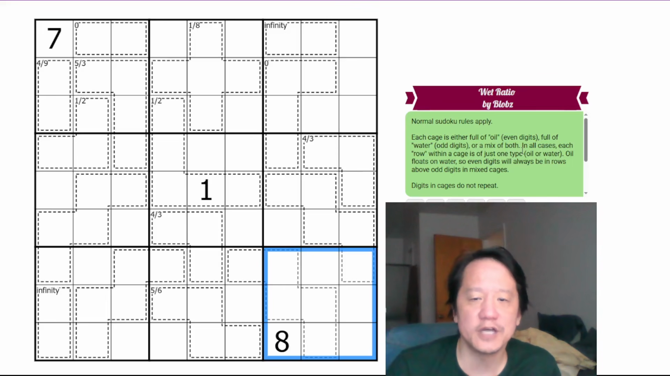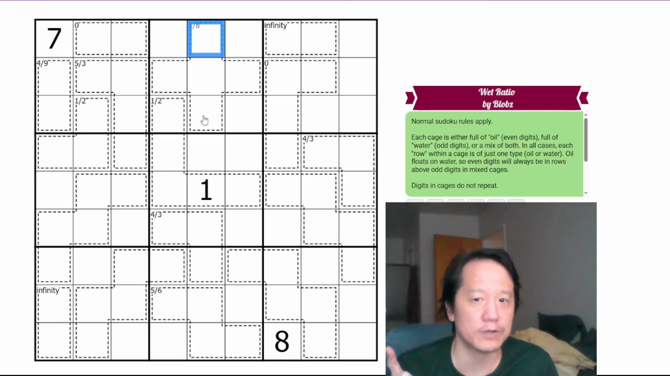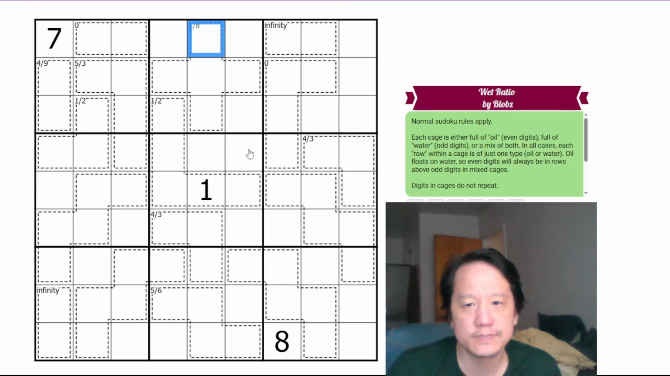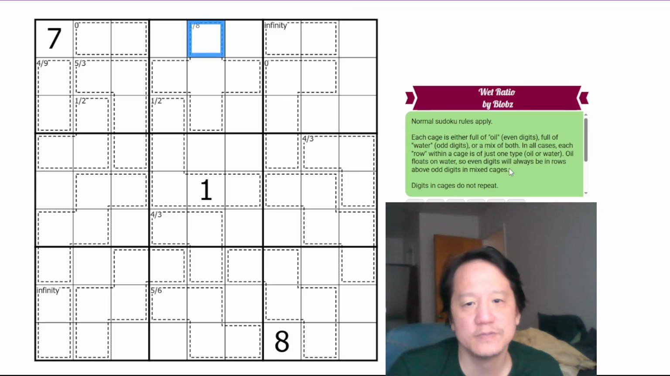Each cage is either full of oil, which are even digits, full of water, which are odd digits, or a mix of both. In all cases, each row within a cage is of just one type, oil or water. Oil is the even digits, water are the odd digits. Oil floats on water, so even digits will always be in rows above odd digits in mixed cages.